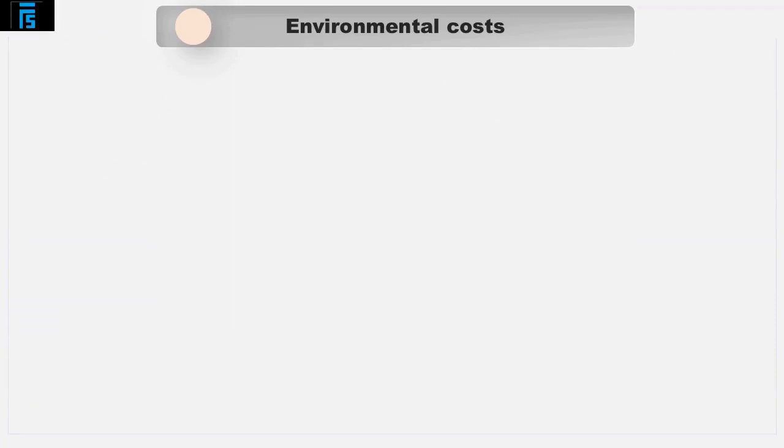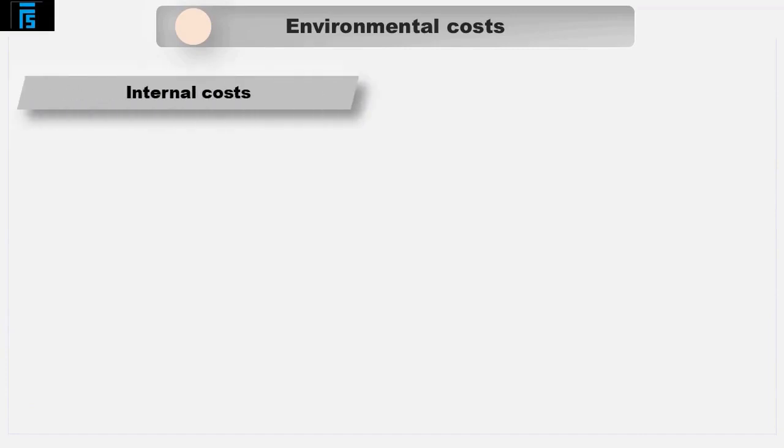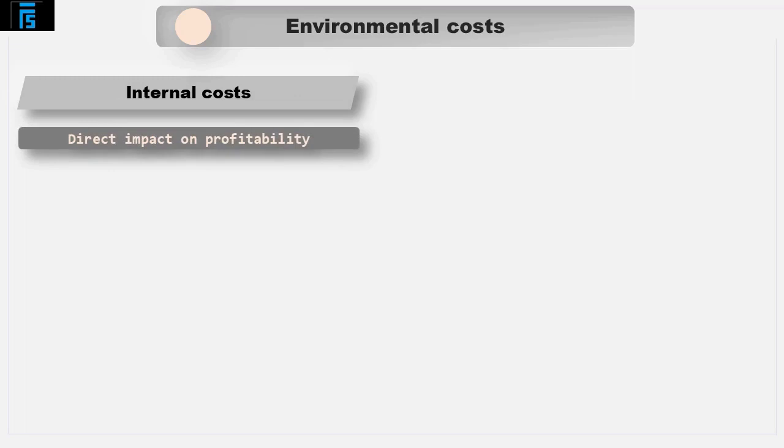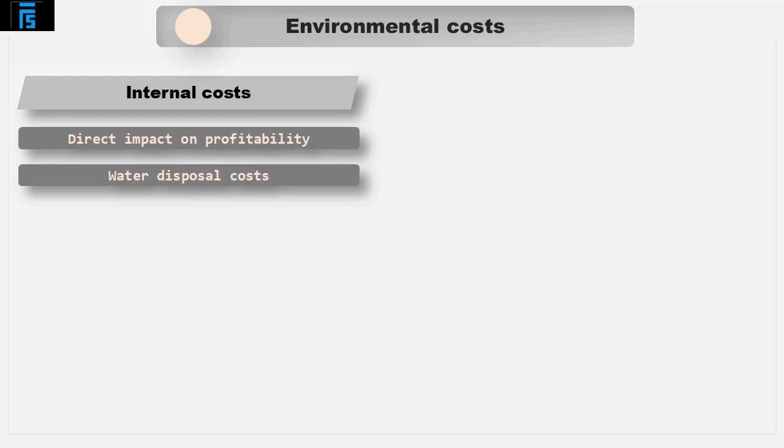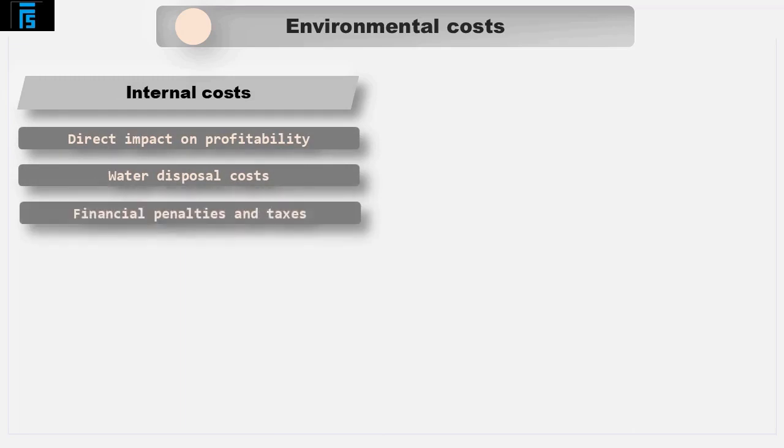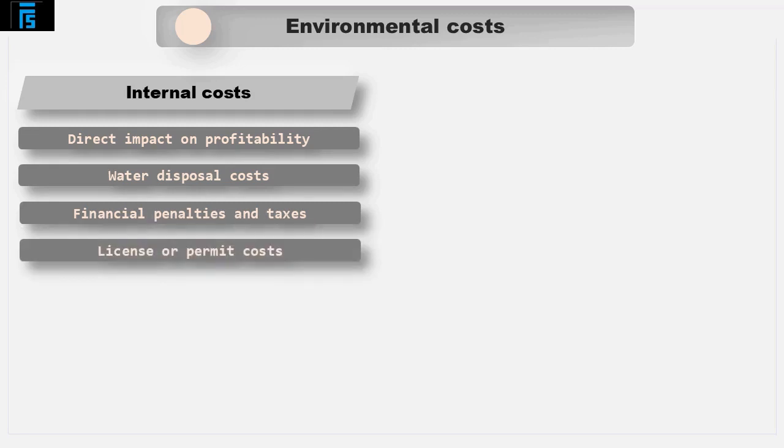Environmental costs can generally be split into two categories. Internal costs. This refers to costs that directly impact on the profit or loss account of the company. Examples include water disposal and waste disposal costs, financial penalties or increased taxes paid due to poor environmental management record, costs incurred in upgrading production processes to ensure compliance with regulations, cost of securing a license or permit which allows the company to give off a certain level of carbon emissions.